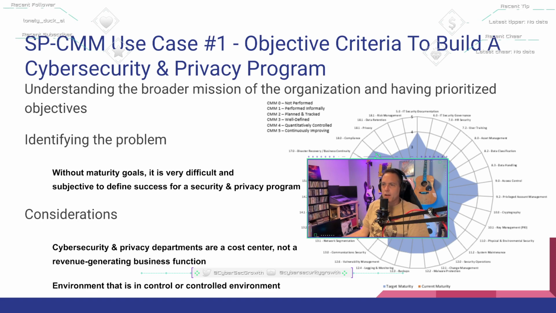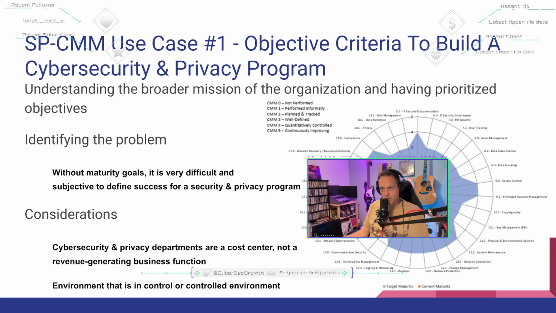You want to identify a problem, have some considerations for that problem. So first, identifying the problem. Using the capability maturity model helps organizations avoid moving targets for expectations. Maturity goals define what right looks like in terms of the required people, process, and technology that are expected to exist in order to execute controls at the individual contributor level. Without maturity goals, it is very difficult to be subjective and define success for a security and privacy program.